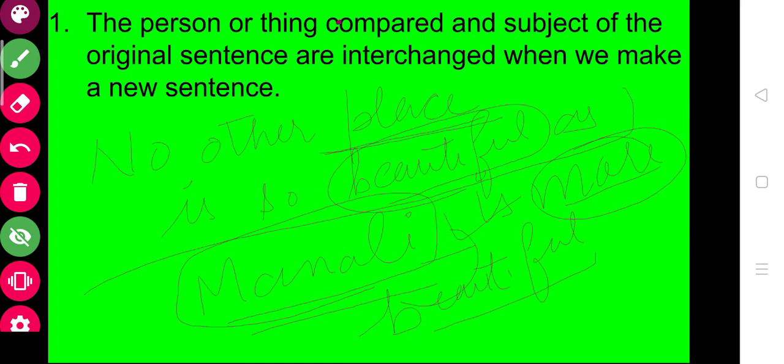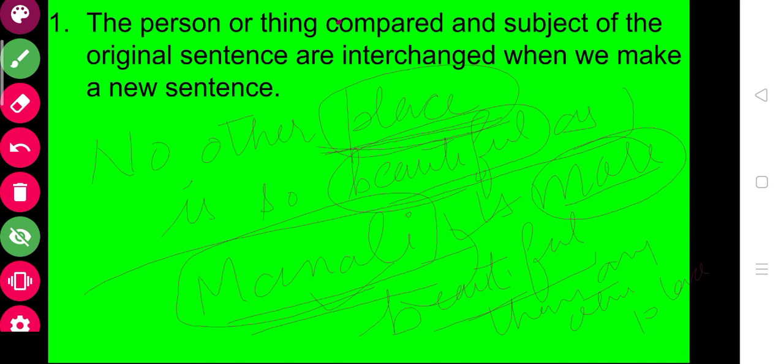Obviously we are talking about two places, two things. One is Manali, and any other place is being compared. When we talk about two places, we talk about any two places. Here Manali is being compared to any other one place. No other place is so beautiful as Manali. So definitely comparative is possible, superlative is not possible here. And that's why the answer would be Manali is more beautiful than any other place.